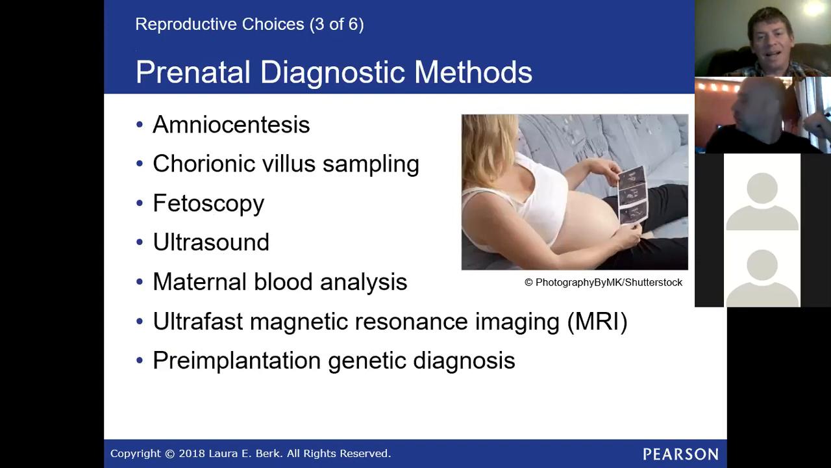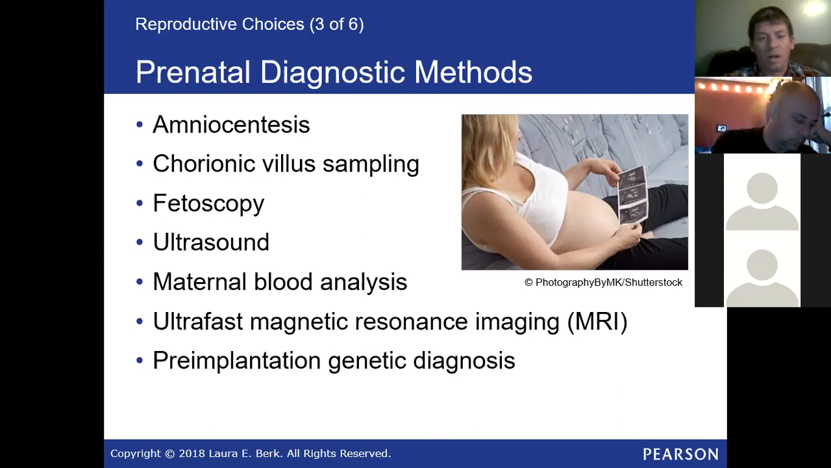So some prenatal diagnostic methods: amniocentesis. They're testing the fluid in the amniotic sac, looking for genetic abnormalities. Chorionic villus sampling. Now they're actually going and taking a very small chunk out of the placenta. Fetoscopy. They're going to make a small incision in the abdomen and put a little camera down there into the uterus.